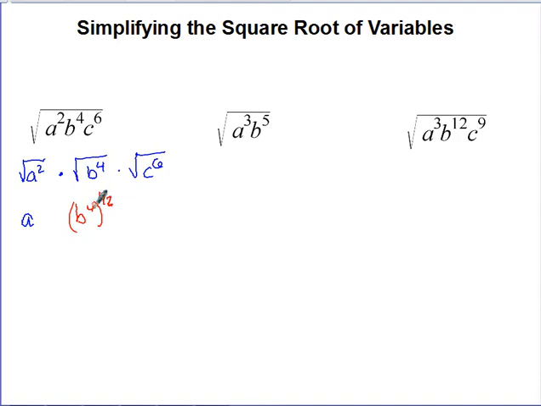If I have a power to a power, I'm going to multiply them. So 4 times 1/2 is 2. So the square root of b to the fourth would be b squared.